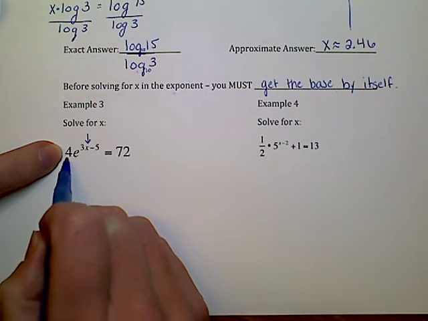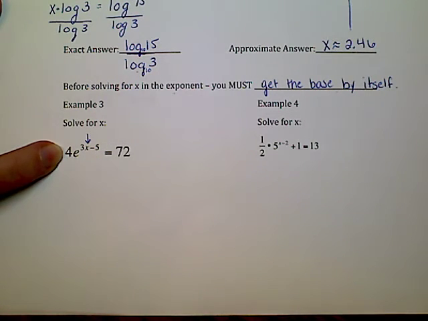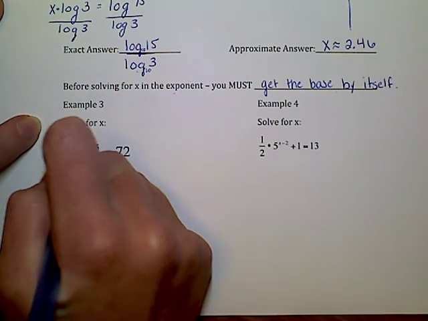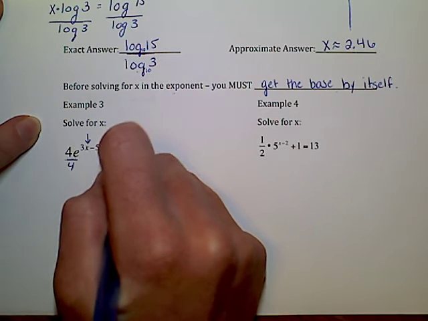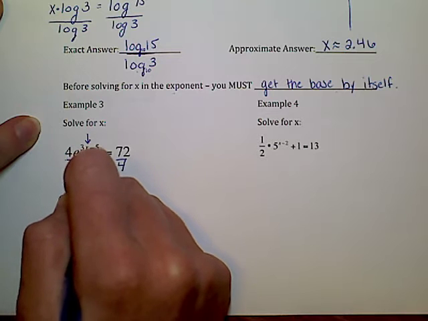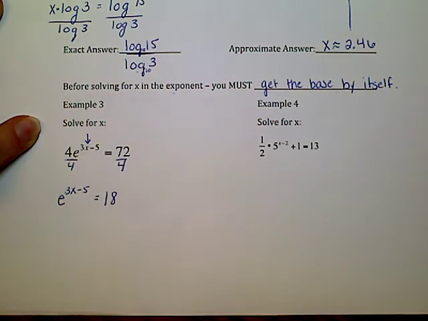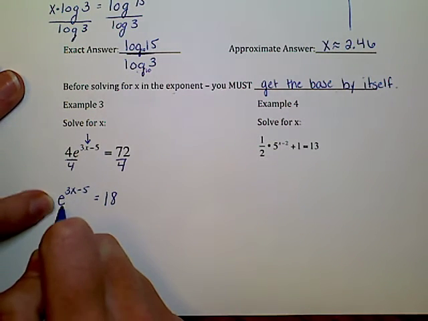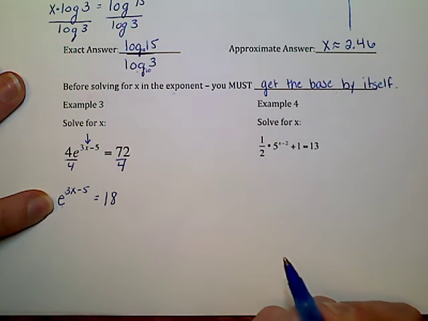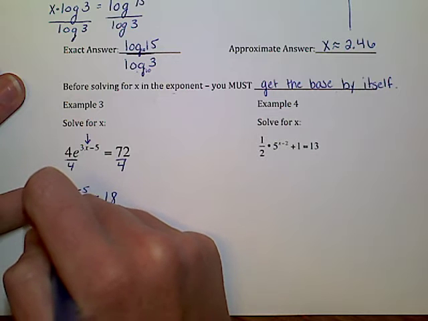But this 4 is not raised to the 3x minus 5. So we're going to take that 4 and first divide it to the other side. And I get e to the 3x minus 5 equals 18. Okay, well, now the e, that's our base, is by itself. So this time I'm going to take the natural log of both sides.